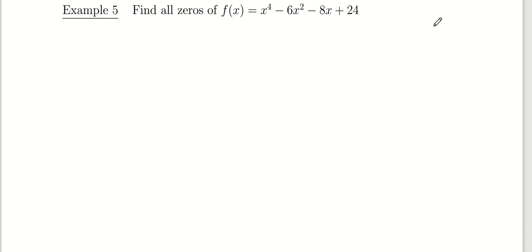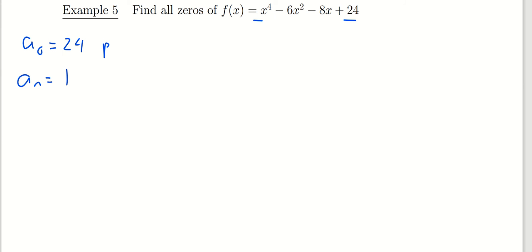Let's take a look at example 5. In example 5, we want to find all the zeros of f of x equals x to the fourth minus 6x squared minus 8x plus 24. So we're going to start by using the rational zeros theorem. Let's write out the constant term and the leading coefficient. So those are 24 and 1.